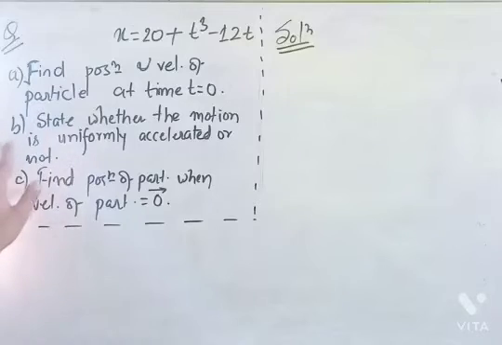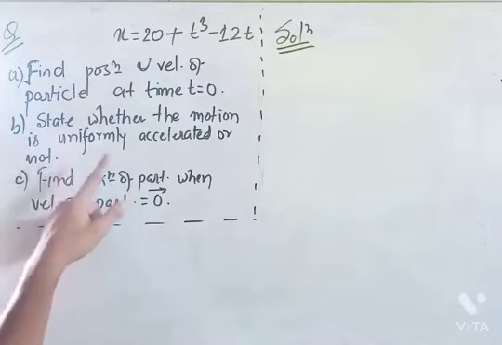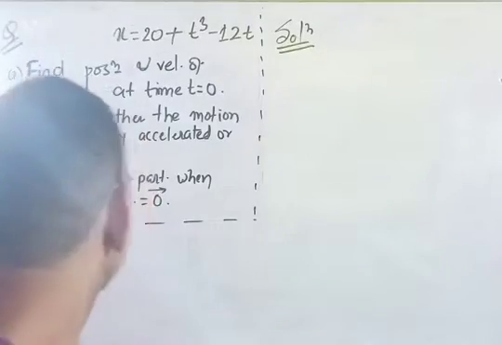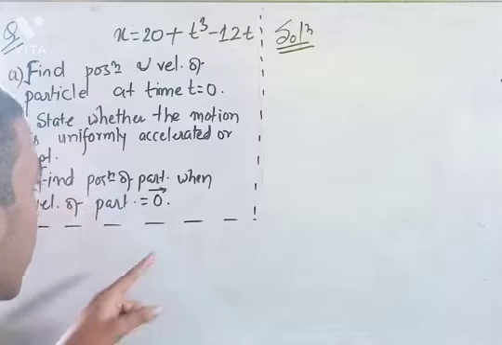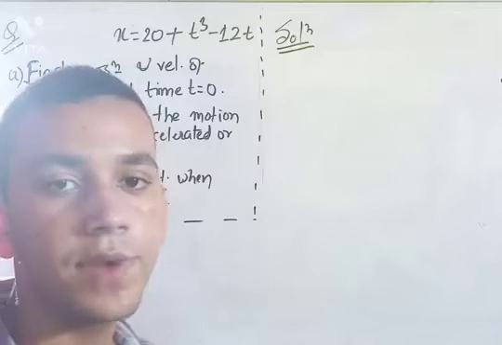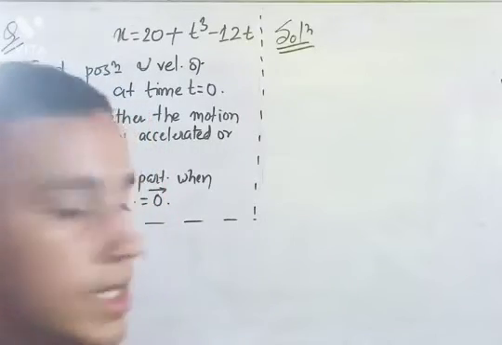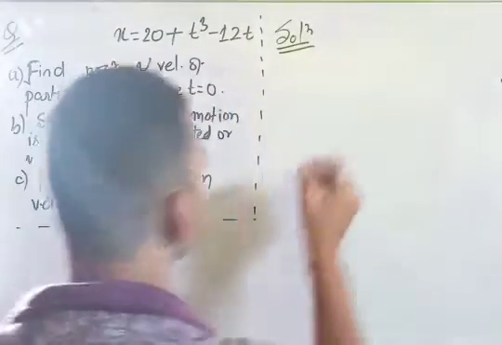This is the first part. The second part asks whether the motion is uniformly accelerated or not. And the third part asks us to find the position of the particle when the velocity of the particle becomes zero. Let's first find the relation between velocity and time from this equation.